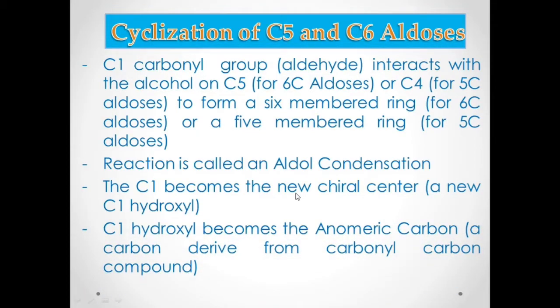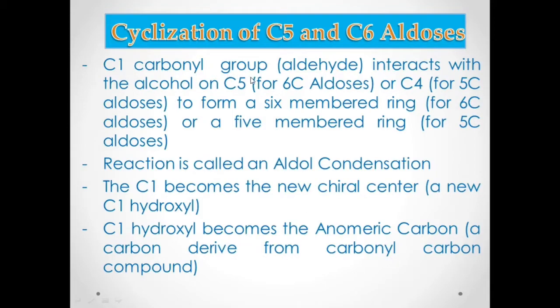Since carbon number 1 has a new hydroxyl group, the carbon number 1 hydroxyl becomes what we call the anomeric carbon. It's a carbon derived from the carbonyl carbon compound, and this is where the reaction will take place. It's actually the reactive site of the cyclic monosaccharide. So the anomeric carbon is a carbon derived from a carbonyl carbon compound.